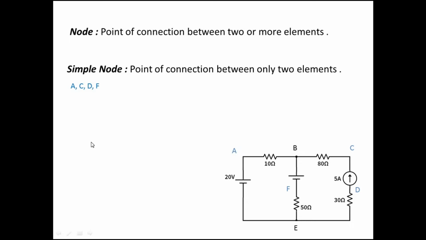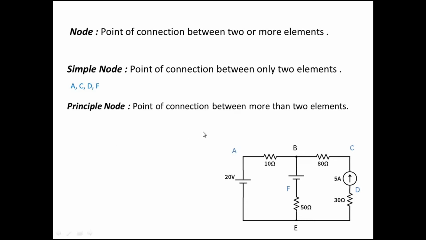Next is principal node. A simple node is formed by only 2 elements. If the node is formed by more than 2 elements, 3, 4, like that, it is called a principal node. Consider this B. B is formed by 1, 2, 3 elements, so B is a principal node. Similarly, this E is by this element and this element, so it is a principal node. So B and E are principal nodes and A, C, D, F are simple nodes.